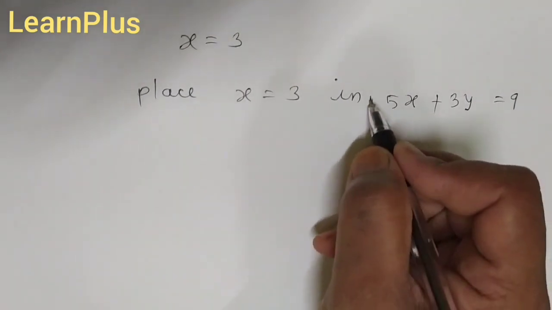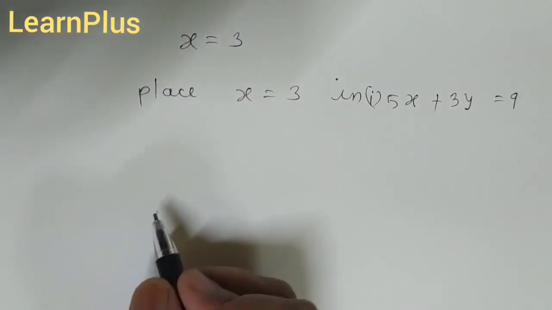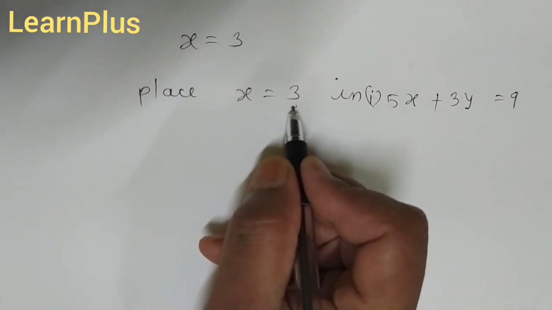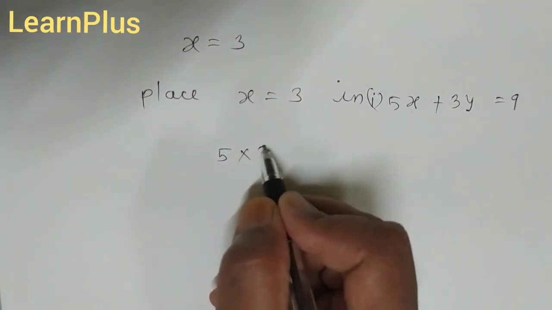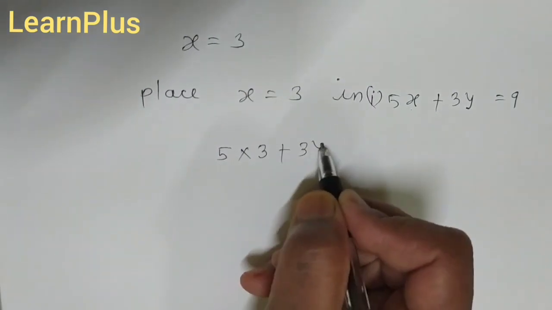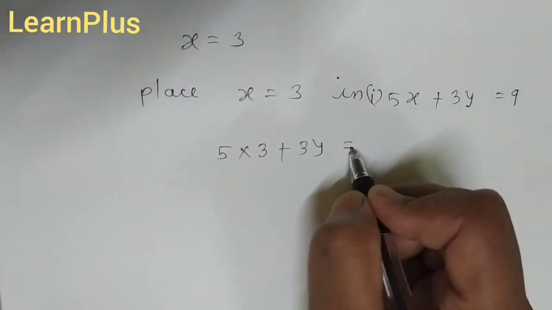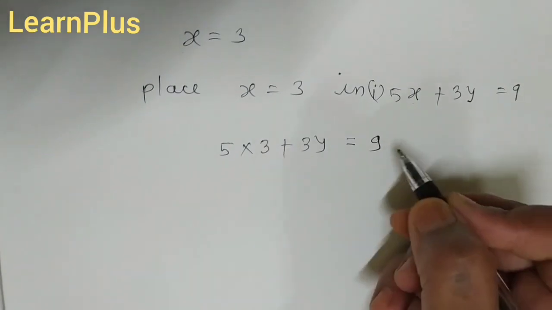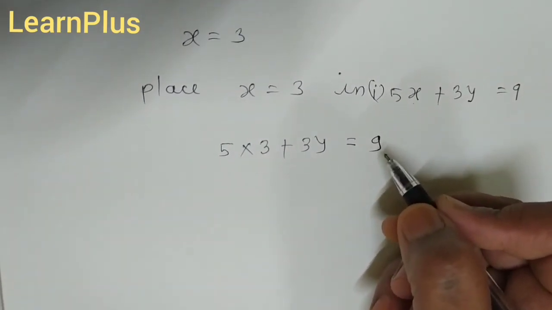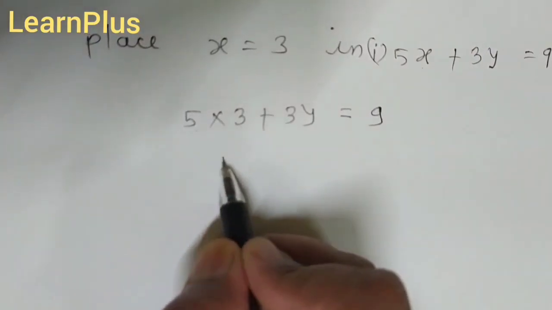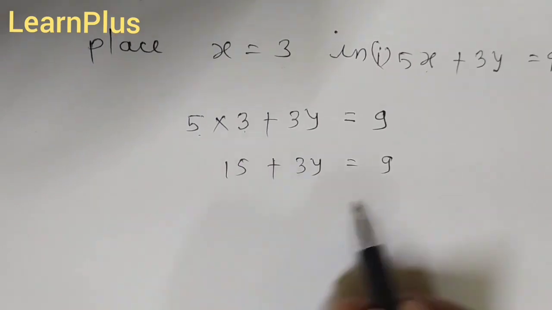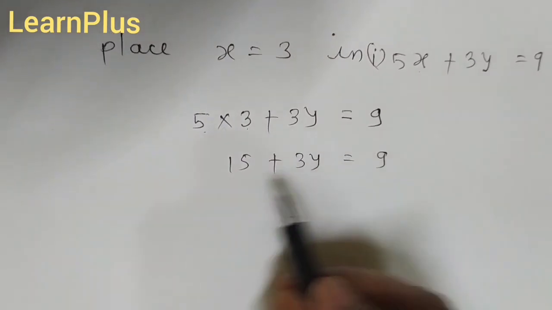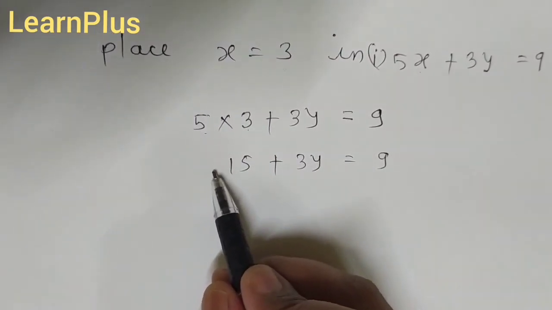Okay. Here in the first equation, now x is equal to 3. Means here 5x. 5x means 5 into 3 plus 3y is equal to 9. Okay. Then here 5 into 3 is 15. 15 plus 3y is equal to 9. Now this 15 will transfer to this side. Means here the sign will change because here the sign is plus.